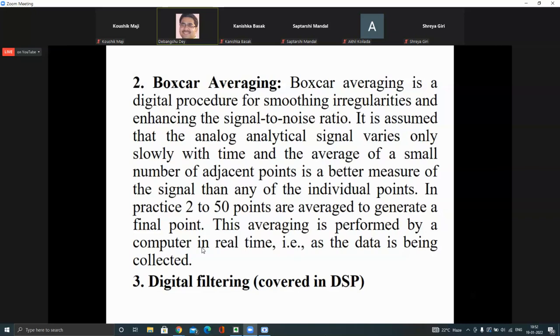So you have to vary the window of the boxcar slightly from a low value to a high value. Then you have to check at which window length your performance is the best. Then you choose that one. Okay.